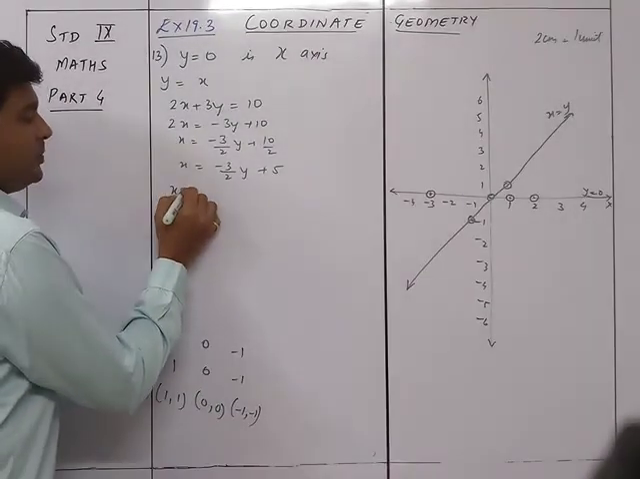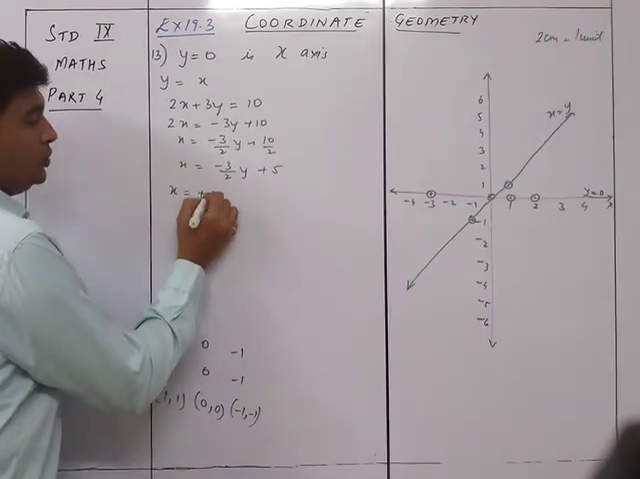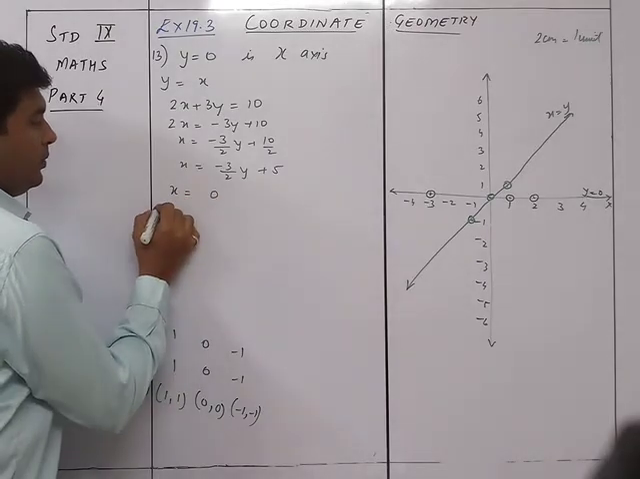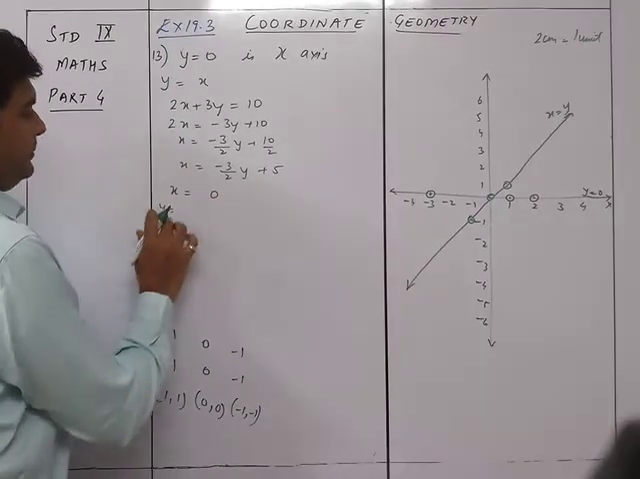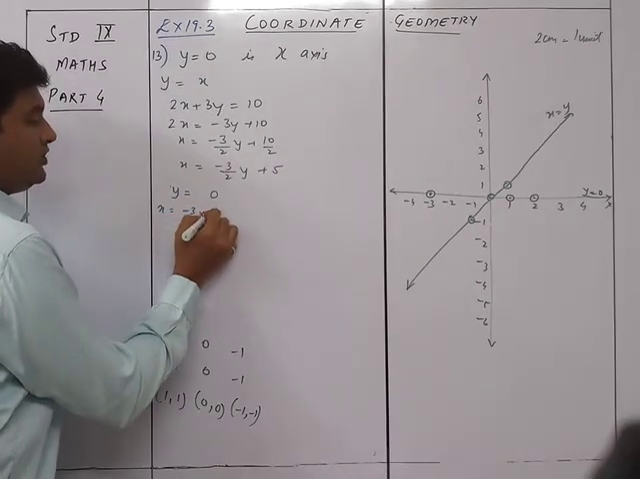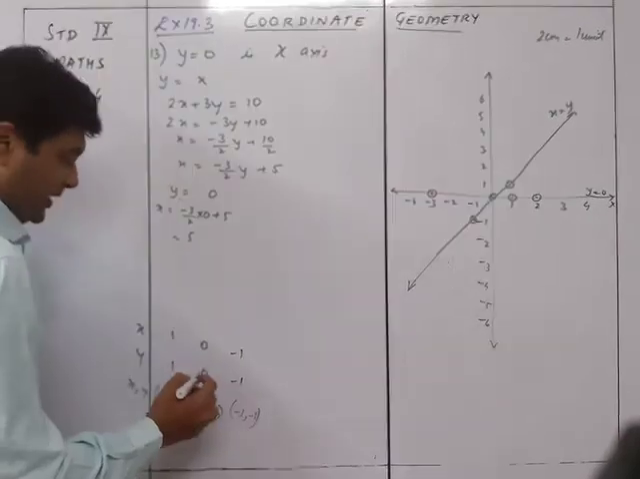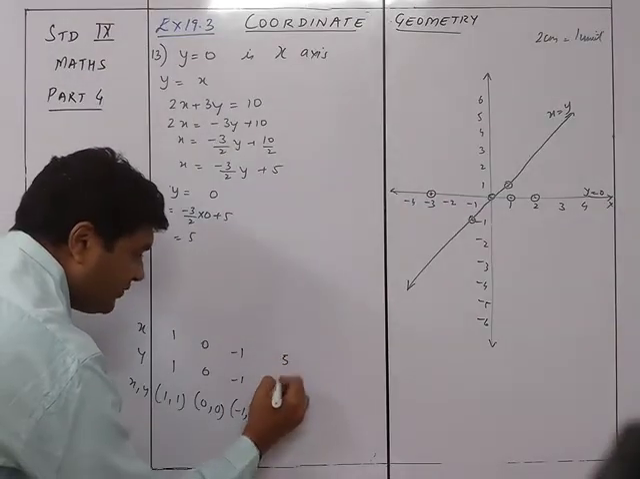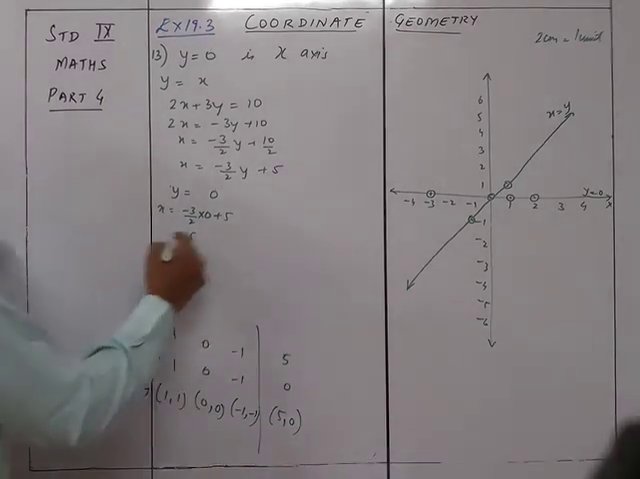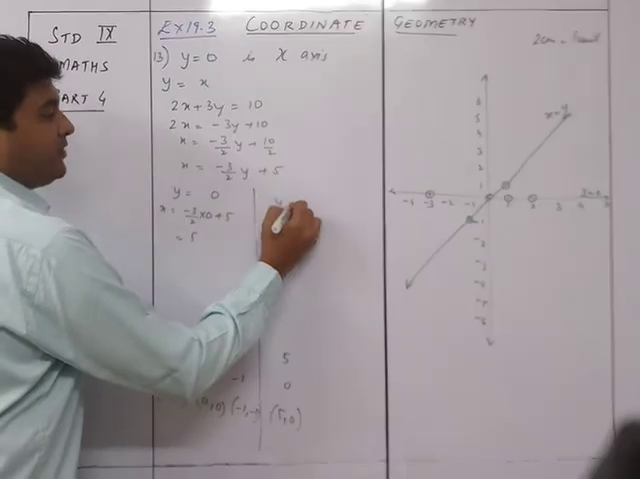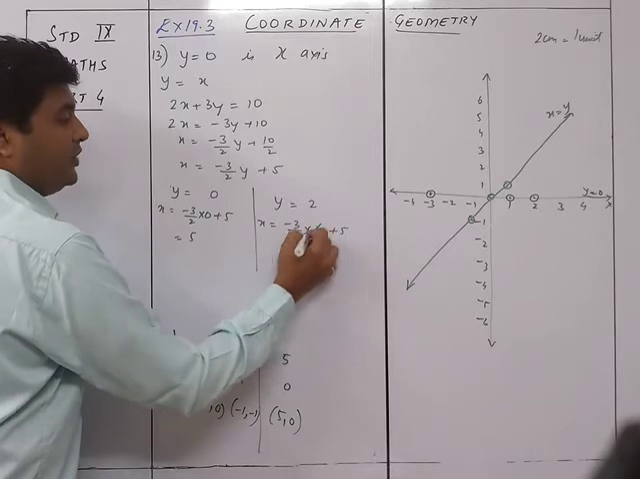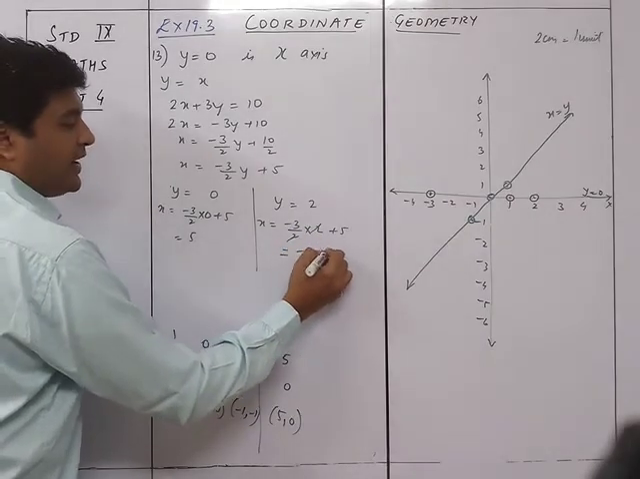So we'll take y to be 0 first. So y is equal to 0. So x is equal to minus 3 upon 2 into 0 plus 5 is equal to 5. So the value of this is 5 comma 0. The second one over here will be y is equal to 2, then x is equal to minus 3 upon 2 into 2 plus 5. So that will be equal to minus 3 plus 5 is equal to 2.